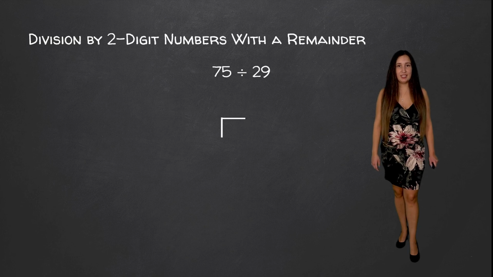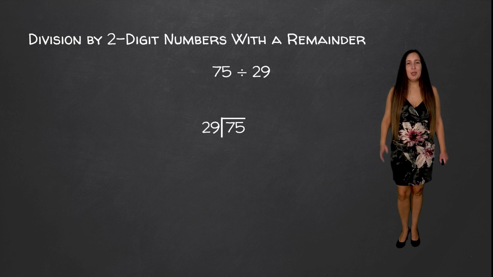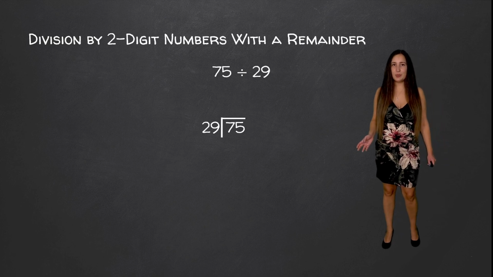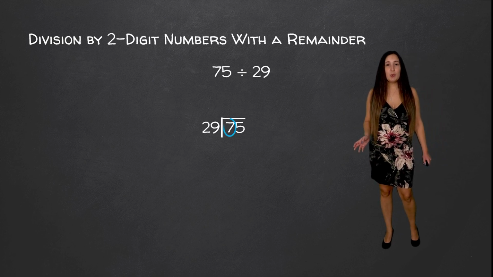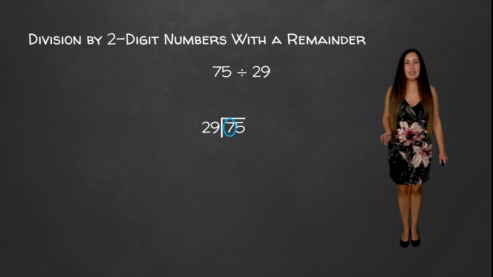75 is our dividend, so that goes on the inside. And 29 is our divisor, so that goes on the outside. Once we've set that up, we're going to see how many times 29 goes into our first digit. So 29 does not go into 7 because 29 times 0 is equal to 0. And 29 times 1 is 29, and that's way too large.